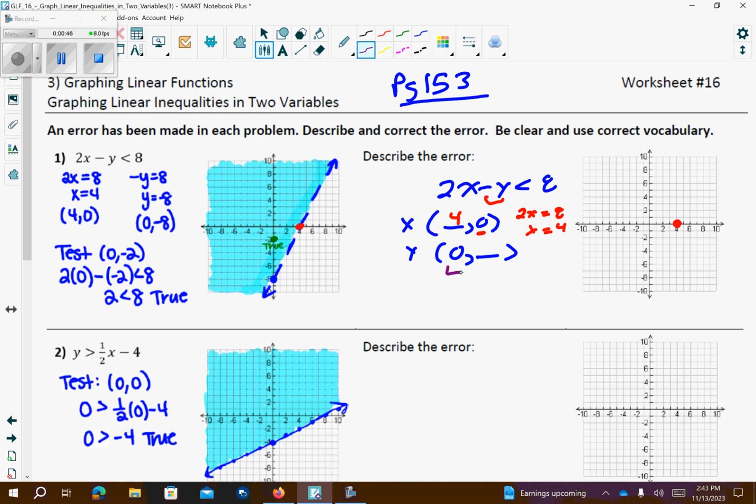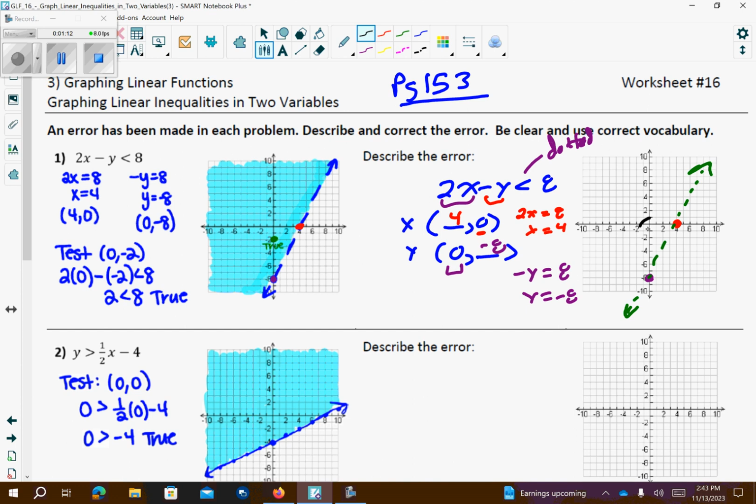Then this is an x value. So I get negative y equals 8. So y equals negative 8. So negative 8 is down here. Looks like we have the same. This is going to be dotted. So we agree on everything so far.